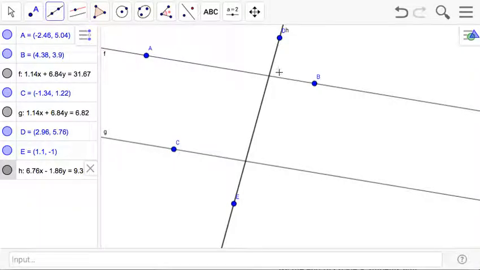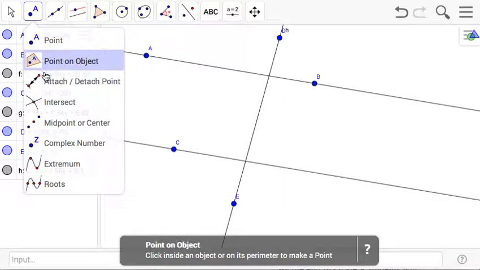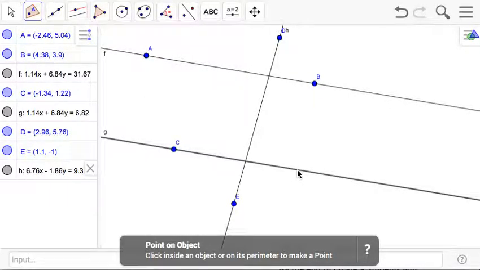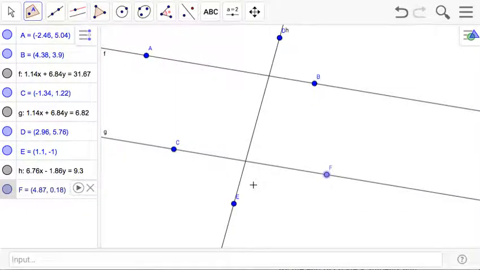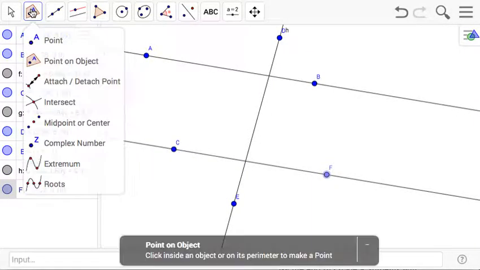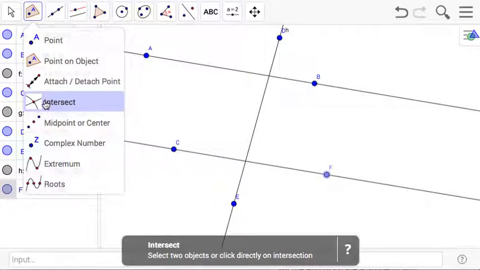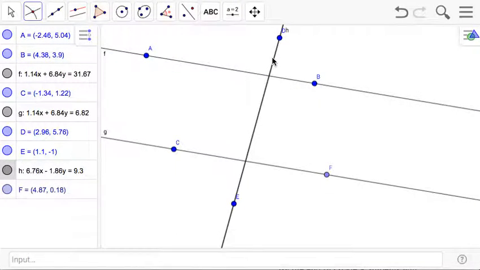What I want to do now is measure these four angles in here and these four angles in here. To do that, I need another point on the second line or the parallel line. So I'm going to pick Point on Object and place a point there. I also need to find these two points of intersection, so the intersection of these two lines and then these two lines. So to do that, I go to Point and select Intersect, and then I pick this line, and there's that point of intersection, and then this line, and I have that point of intersection.